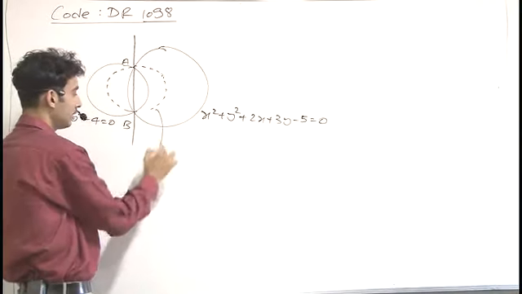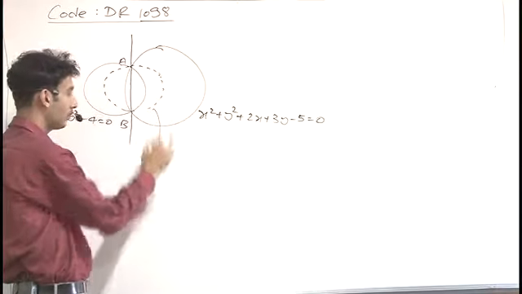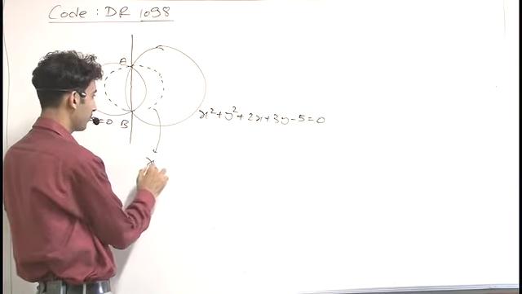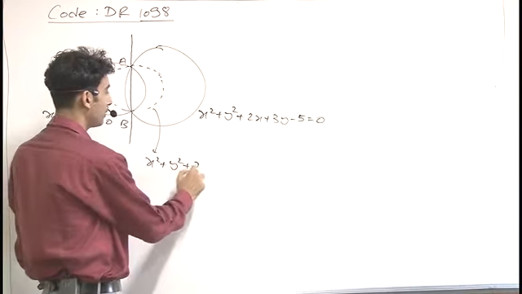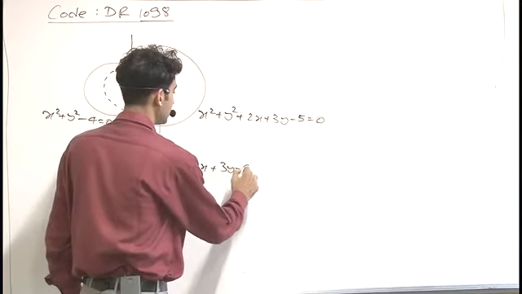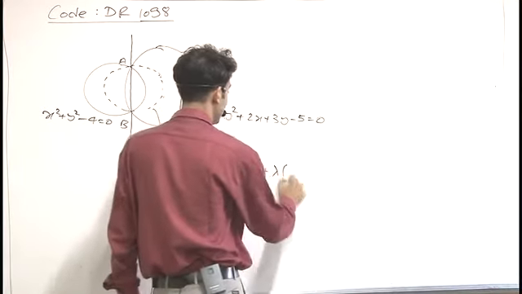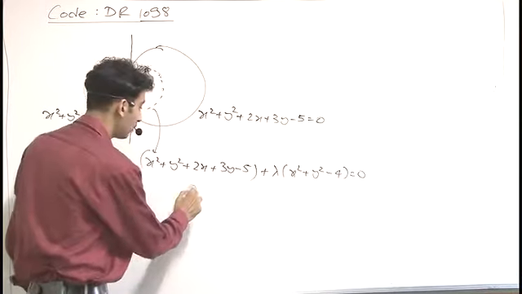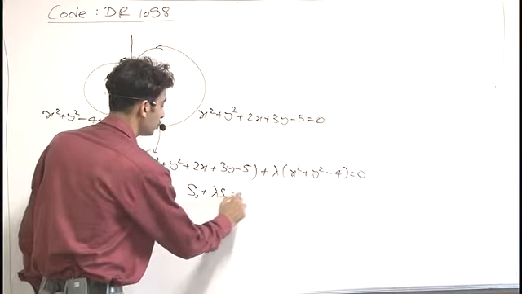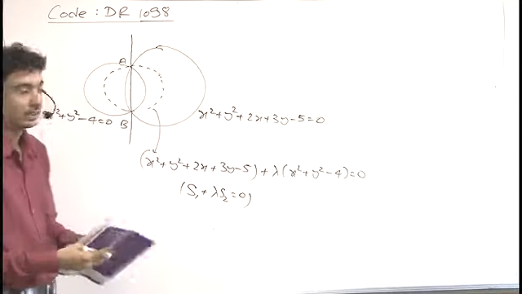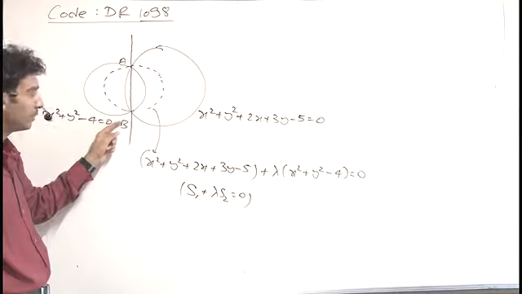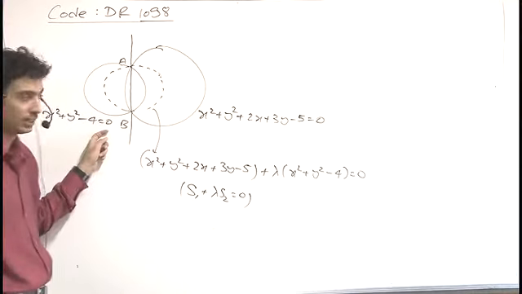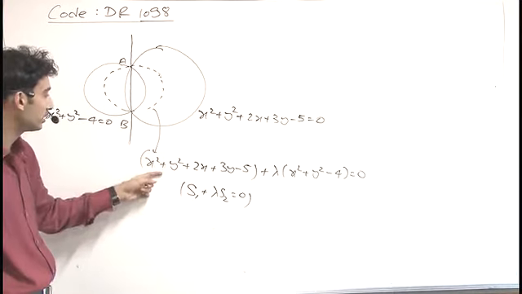We can assume the equation of this circle by the theory of family of circles. We can write this circle as x square plus y square plus 2x plus 3y minus 5 plus lambda times (x square plus y square minus 4) equals 0, which is in the form of S1 plus lambda S2 equal to 0. Remember, we can write any circle passing through points A and B in this form because A and B are the intersecting points of these two given circles. This circle can be assumed in this form.